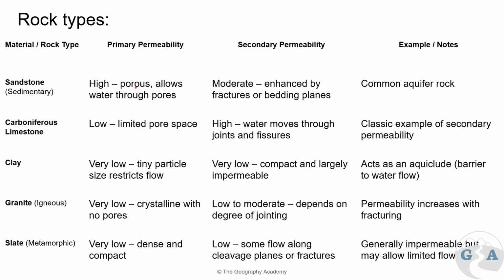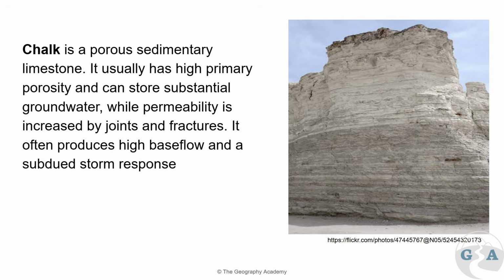Here are a couple of examples of the rock types. So just as a further example of that, we have chalk here, a porous sedimentary limestone, primary porosity, and can store a lot of groundwater. So it is increased by also having joints, cracks, fissures all around in different areas in which water can pass through easier, but also is high in porosity.